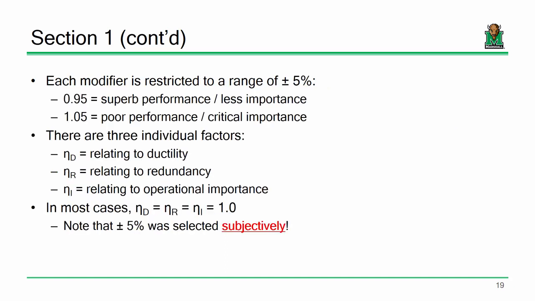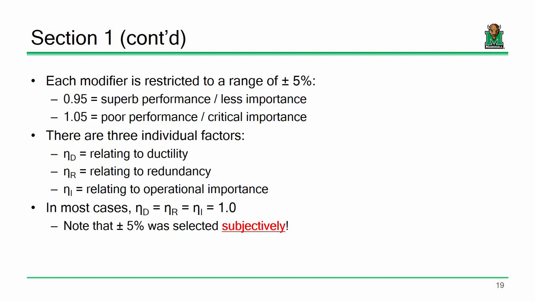Here's why they don't matter, okay? There are three factors that are put in the spec, okay? One is related to ductility, one is related to redundancy, one is related to operational importance. Let's take each of these topics one at a time, because I'm not saying these topics aren't important, they're really important, okay? So let's start off with ductility.